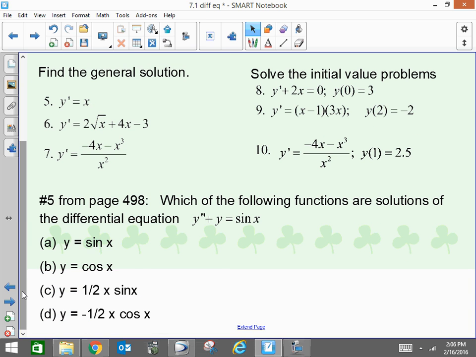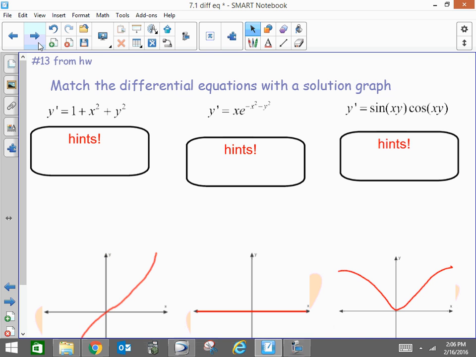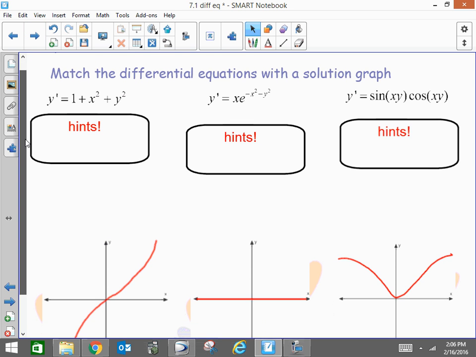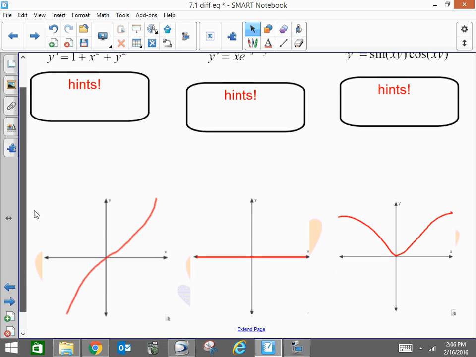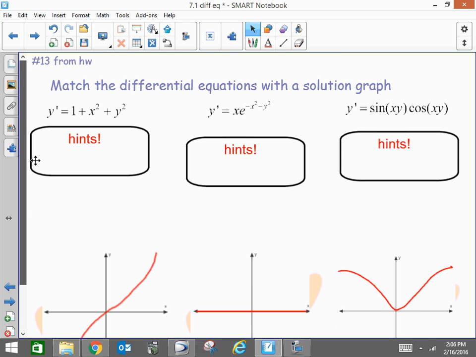Which of the following are functions? It's kind of a multiple choice, but there may be more than one answer. And then you also have these match the DiffEQs with a solution graph. These are solution graphs, which DiffEQ matches which. I didn't give you any hints. That was not on there.